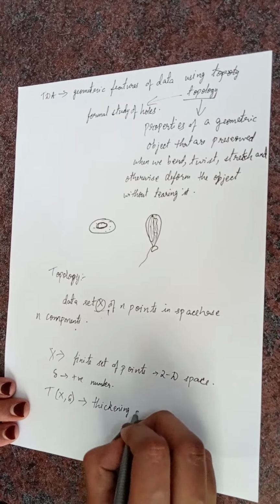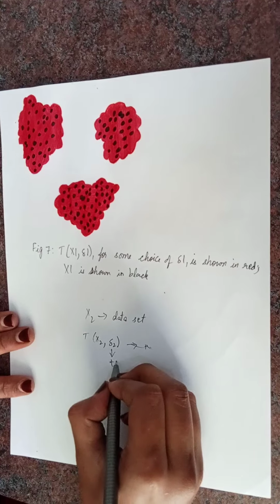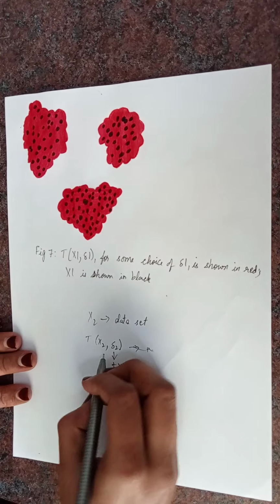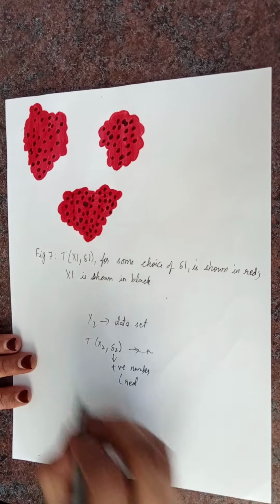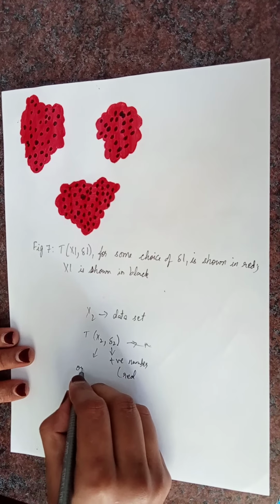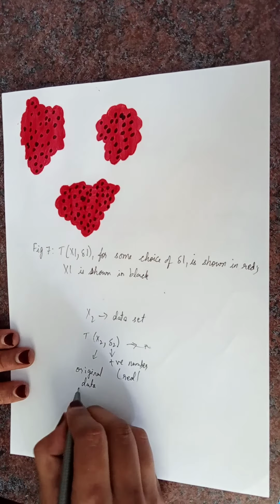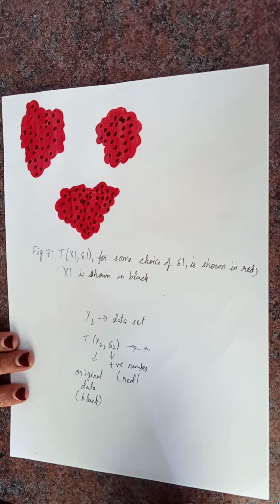For a second example, I'll take X2 as my data set, and T(X2, delta 2) will be for some positive number delta 2. This will be represented again in red, and X2, the original data, will again be represented in black.